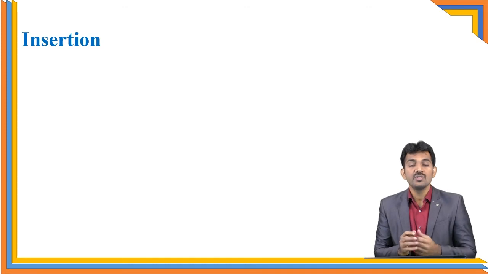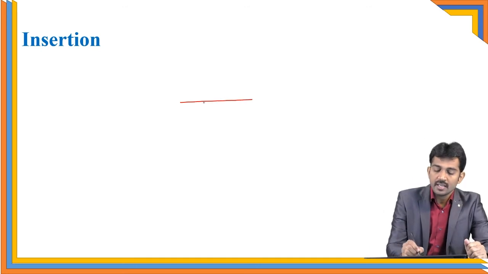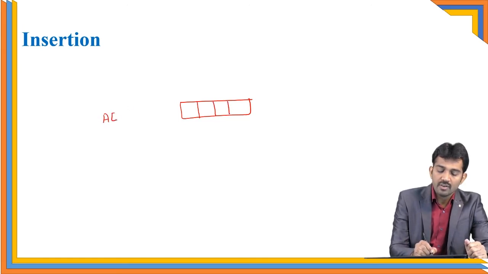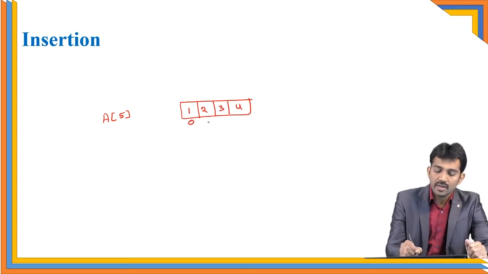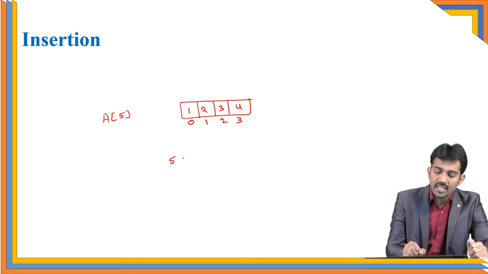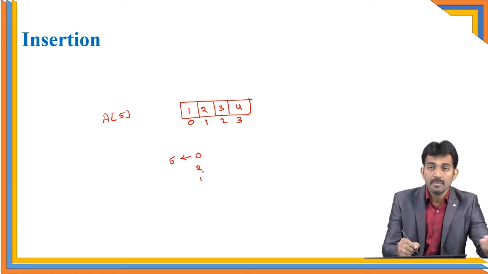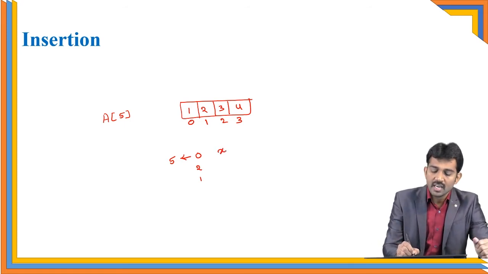I want to insert a new data item into the array. For example, please note this. This is my initial array, A of 5, but the elements are only 1, 2, 3, 4, at index 0, 1, 2, 3. I want to insert a 5th element at index 0, or some other index. I want to insert a data item at some index x.